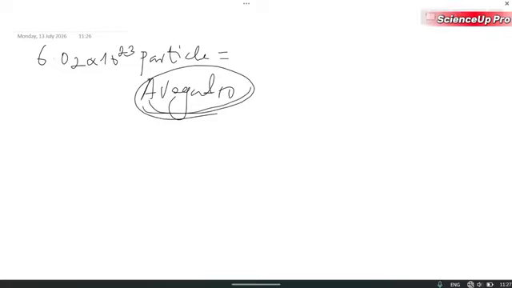He was one of the first persons who started studying the amount of particles present in a particular mole of a substance. And because of that, scientists decided to name this constant under his name. If you have been asked to define Avogadro's constant, what are you going to say? Avogadro's constant simply tells us the number of particles present in 1 mole of a substance.